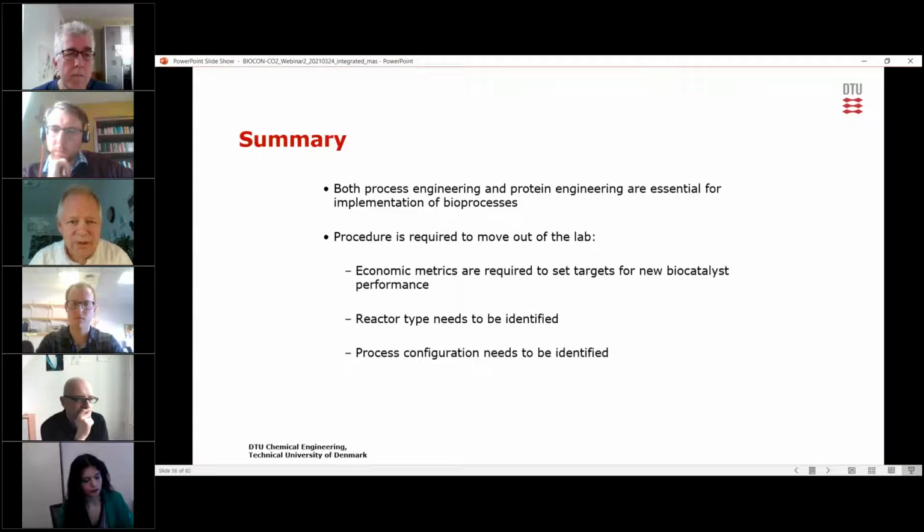So just to summarize, I will say that process engineering is, of course, very important to get us out of the laboratory. But as a first step, protein engineering, enzyme engineering is really essential for us to make sure that we have an enzyme or a cell which performs at the right level we require, that gives us the metrics we require to be able to scale it up.